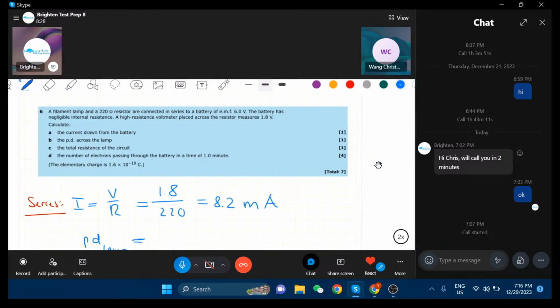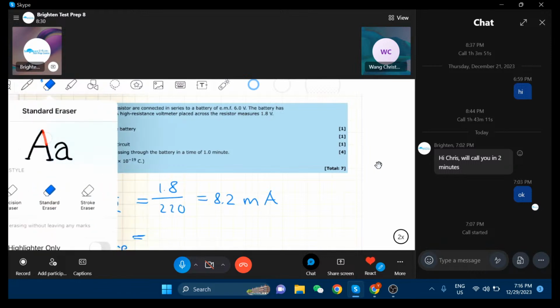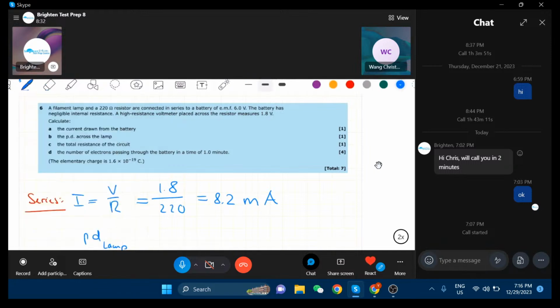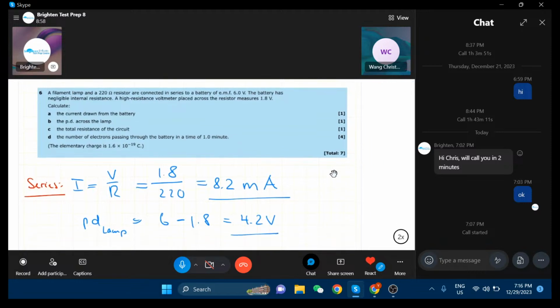6 minus 1.8. Yeah, exactly. And why is that so? Because the sum of PDs should be equal to the total EMF. Yeah, exactly, right. So there goes the series circuit. That's what I wanted to say, because then it's exactly like you just said. Otherwise, of course, it's still valid.